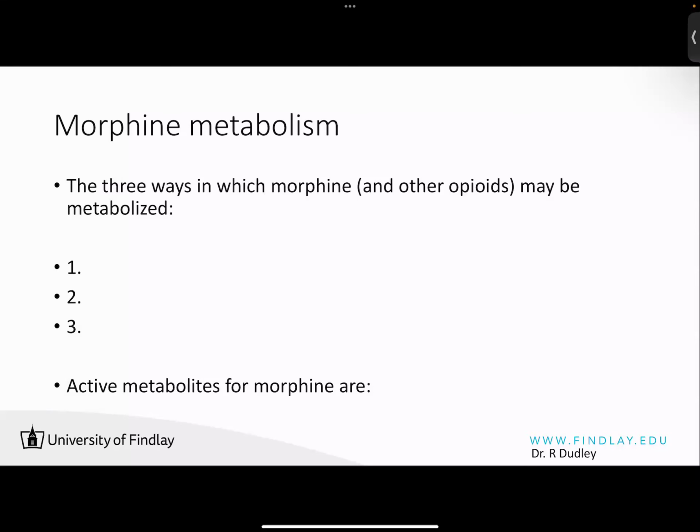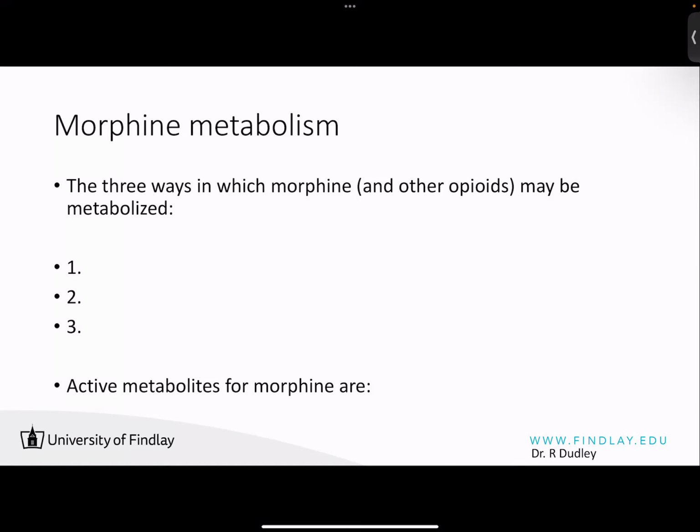Welcome back. Okay, morphine, the prototype, and a variety of other opioid agonists as well. You put something into the body, it's going to have some type of activity, but the body's response is to process that molecule and get it out. That's the purpose of a lot of enzymes and organs in our body.